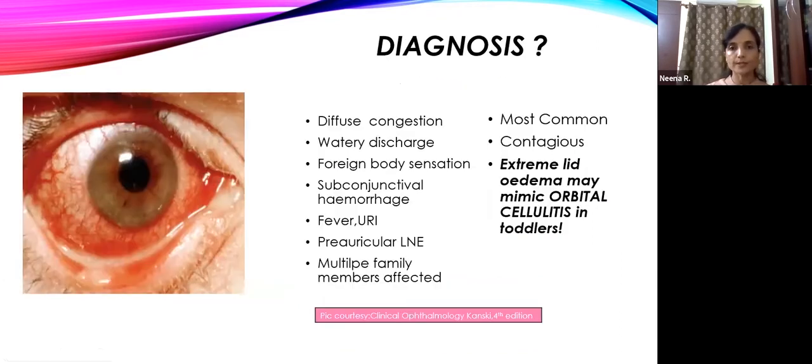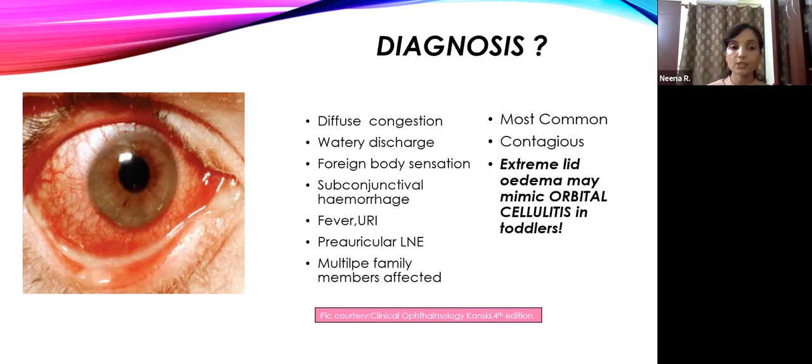So let's see, what is this condition? Can anybody tell me this? So this is a diffuse conjunctivitis. You can see here, the child has come to you with watery discharge, foreign body sensation. There is a tinge of subconjunctival hemorrhage here. Child had a history of fever, upper respiratory tract infection. And when you examine, there is preauricular lymphadenopathy, multiple family members affected, and that shows it's contagious.